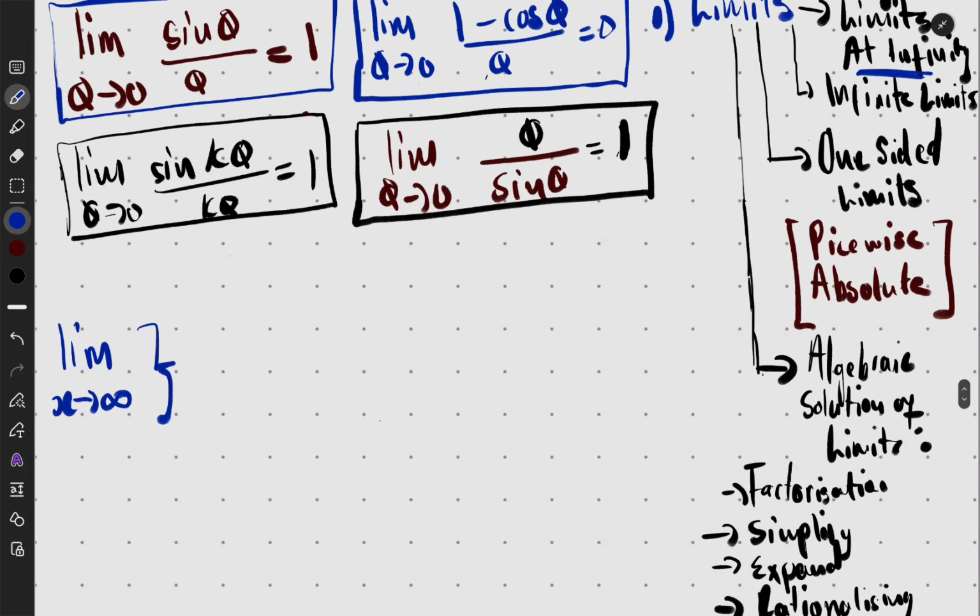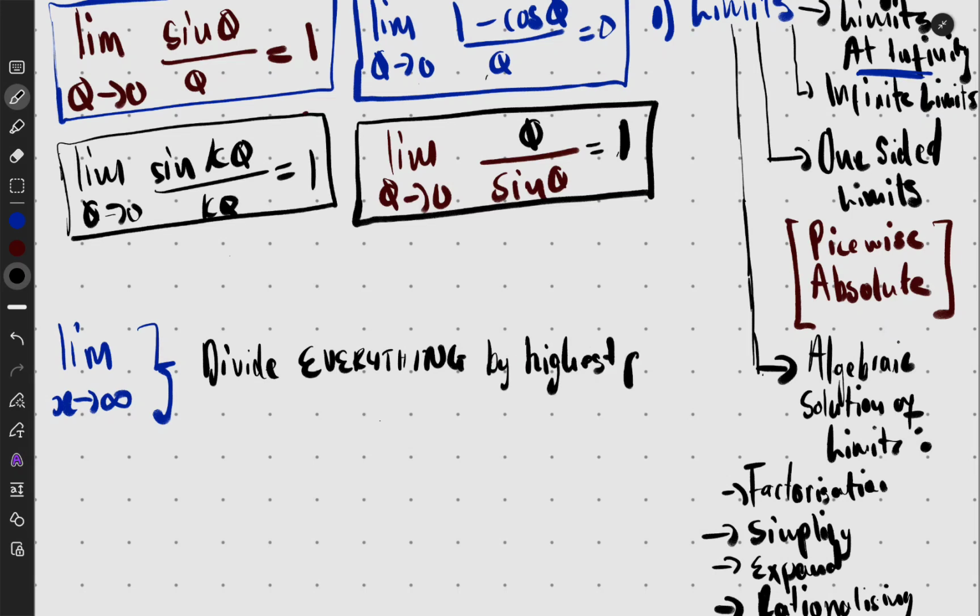When you are solving a limit at infinity of anything, what you do is divide everything, everything on the top and everything on the bottom, individually by the highest power. The other word for highest power is degree. So you divide by x with the highest power in the denominator.